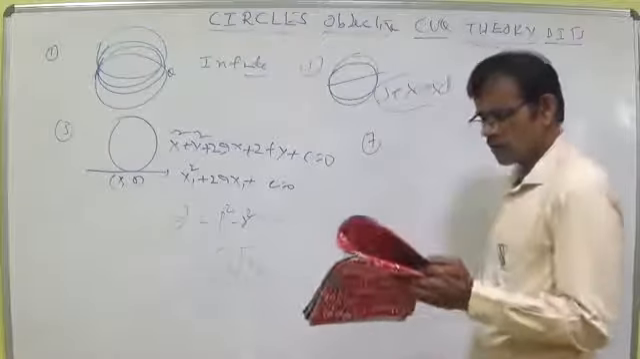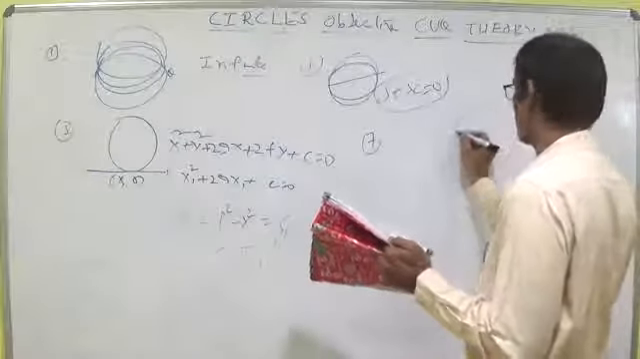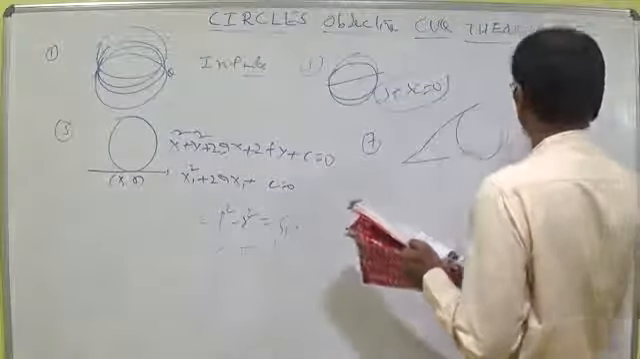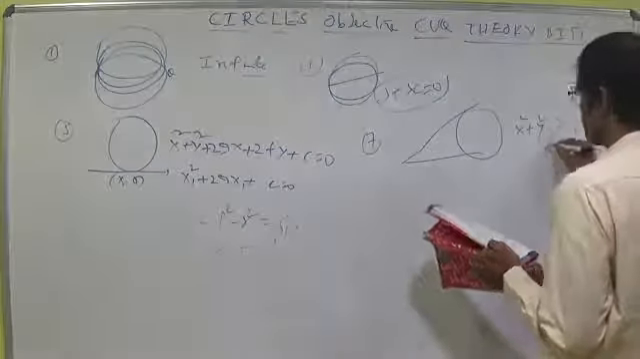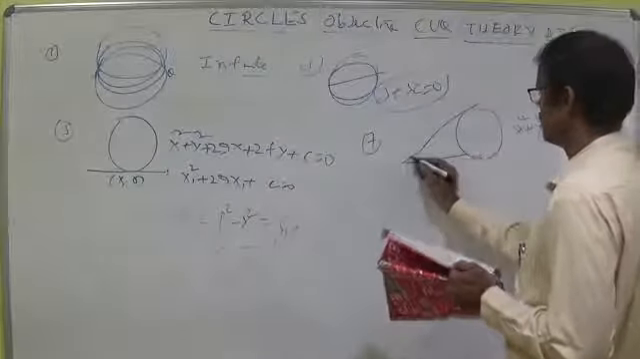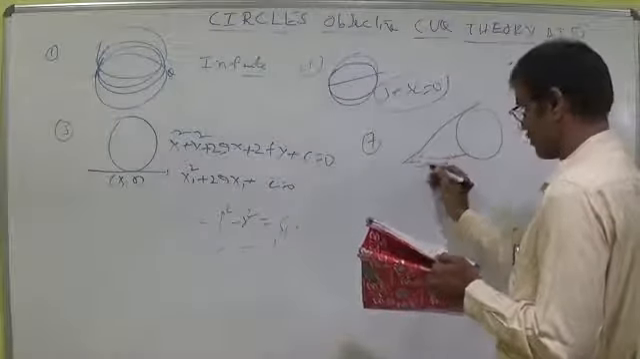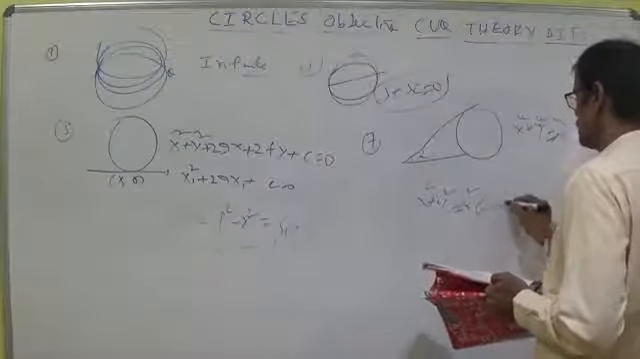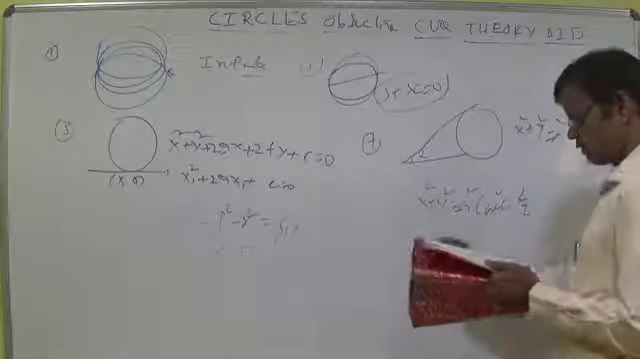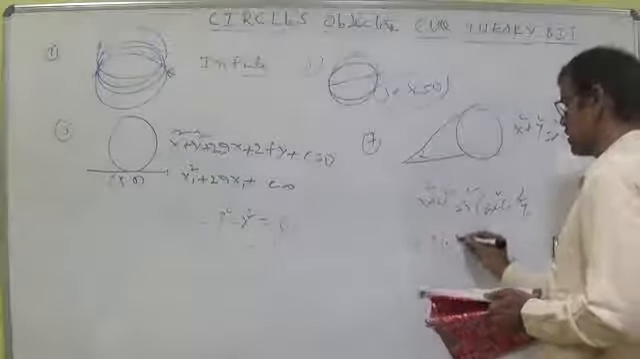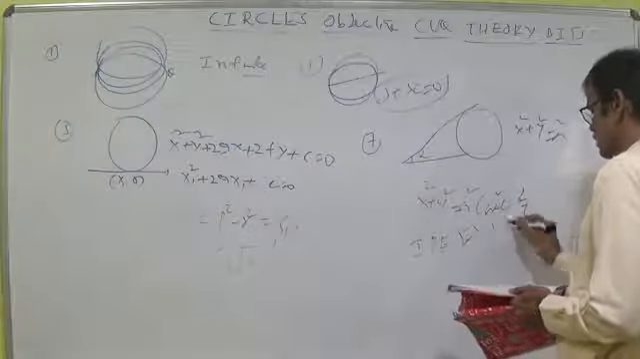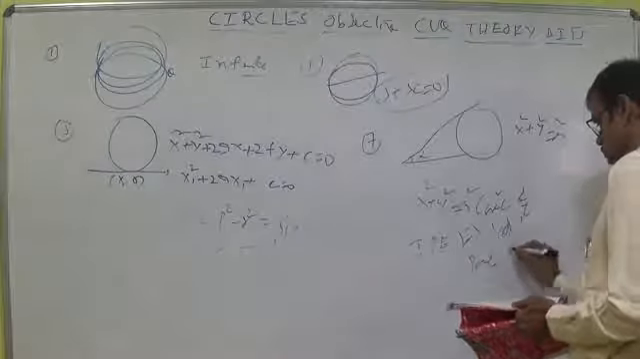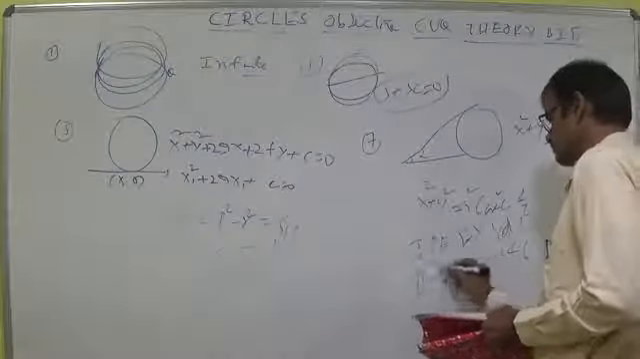Next, seventh question: locus of point of intersection of tangents drawn to the circle x square plus y square is equal to a square. Tangents are drawn including an angle alpha. The answer is x square plus y square is equal to a square cosecant square alpha by 2. See the IPE question, exercise 1D, page 146, Roman number 2, fourth question. See the question.